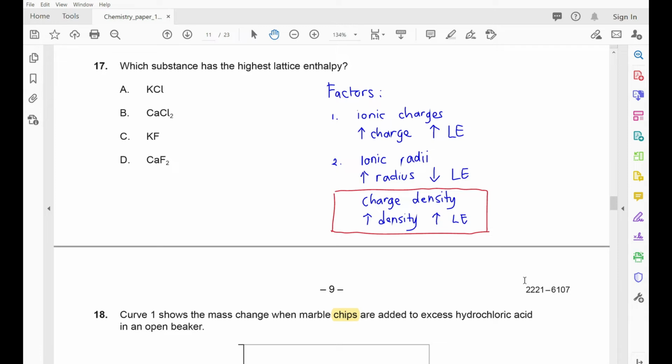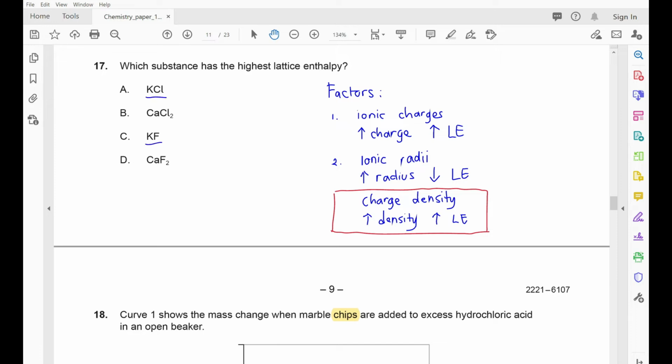Question 17. Lattice enthalpy depends on two factors, which are the ionic charge and the ionic radii. So the higher the charge, the higher the lattice enthalpy, and the higher the radius, the lower the lattice enthalpy. So we can combine these two factors and think of them as charge density. The higher the charge density, the higher the lattice enthalpy.